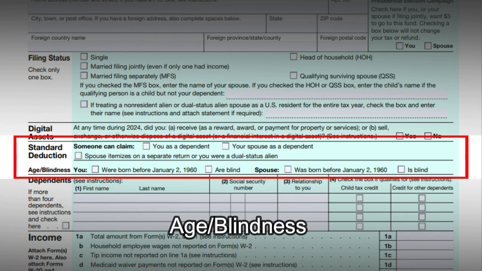Age/blindness. If you or your spouse are over 65 or blind, you are eligible for an additional deduction to reduce your taxable income. If you were born before January 2, 1960, or are blind, you qualify for an additional deduction. Spouse. If your spouse was born before January 2, 1960, or is blind, they qualify for an additional deduction. The extra deduction depends on whether you or your spouse meet these criteria. If either of you does, check the box accordingly.